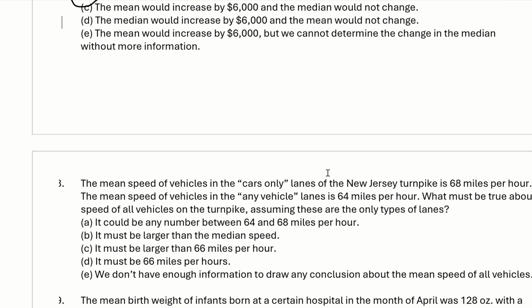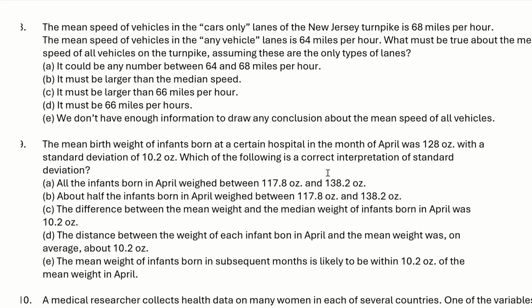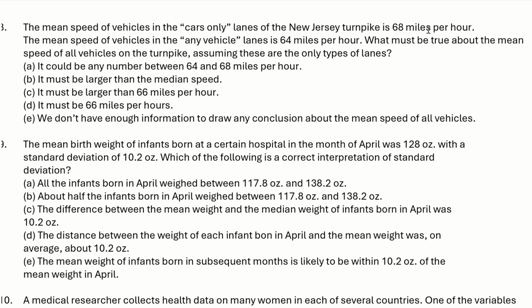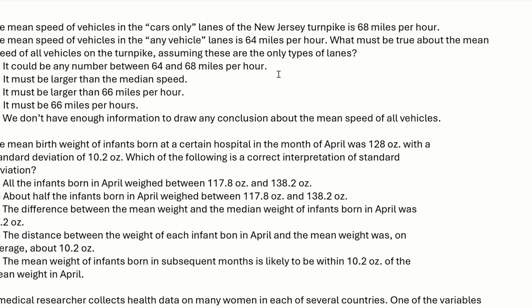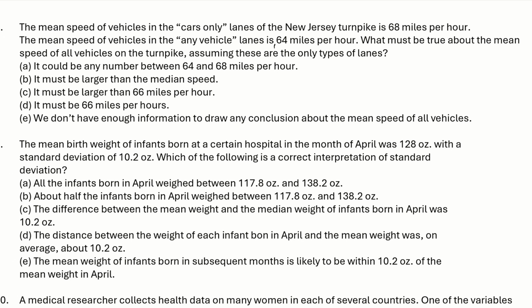All right, so let's take a look at number 8. The mean speed of vehicles in the cars only lane of the New Jersey Turnpike is 68 miles per hour. The mean speed of vehicles in the any vehicle lane is 64 miles per hour. What must be true about the mean speed of all vehicles on the turnpike, assuming that these are the only types of lanes? All right, part A, it says it could be any number between 64 and 68 miles per hour. Is that true? Well, the answer is yes, it could be, that's true.